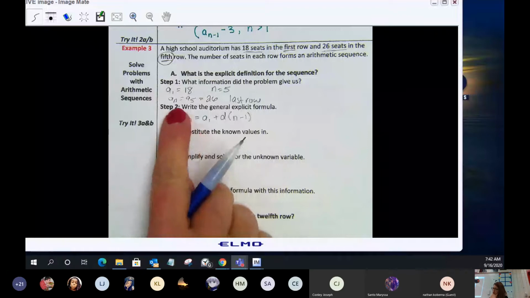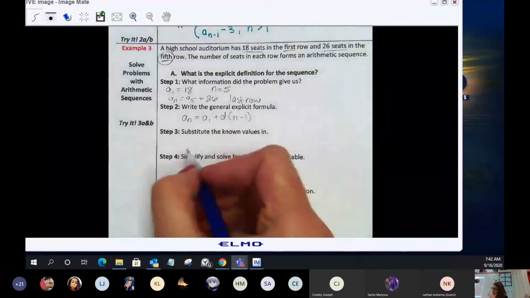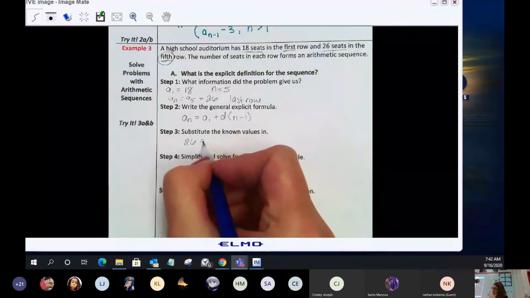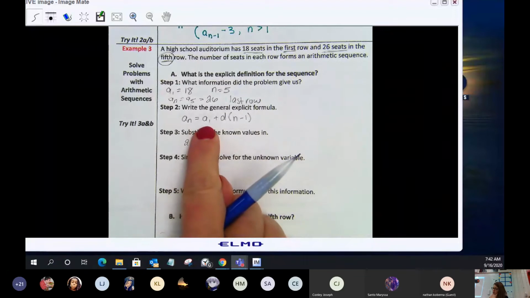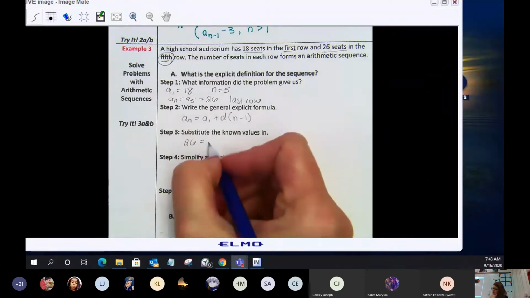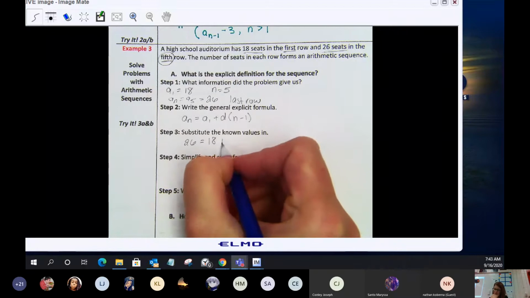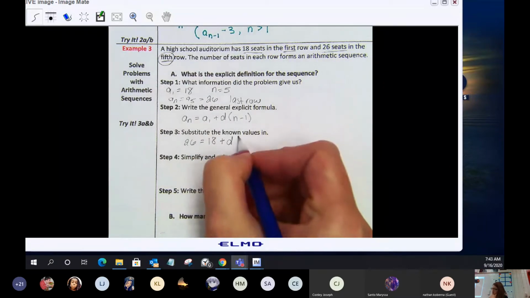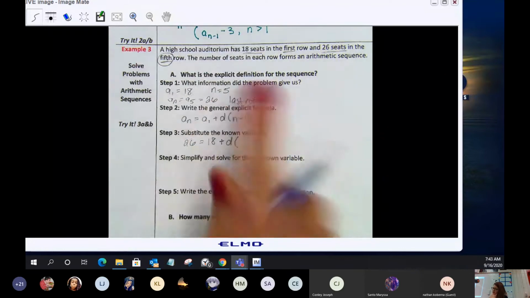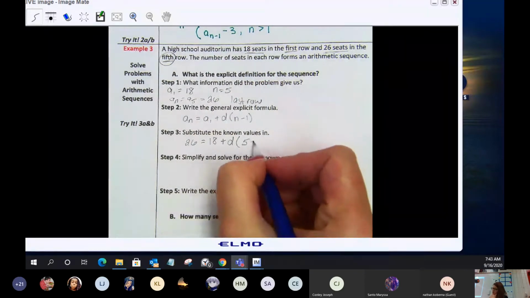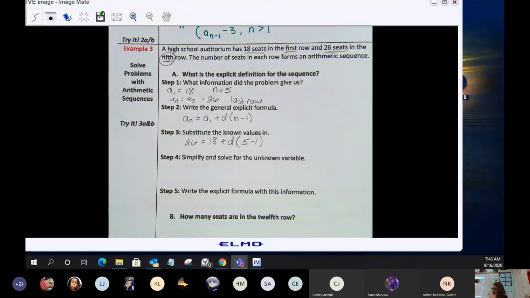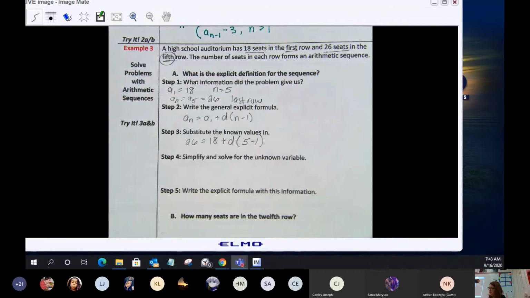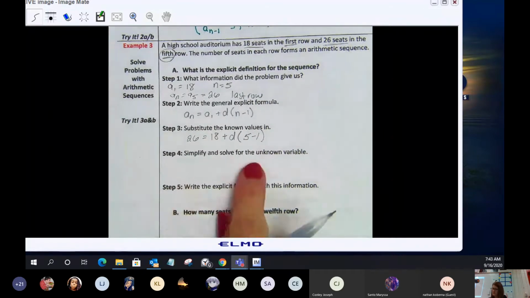So here we go. My last term, my last row, is 26, equals your first term, which we said was 18, plus d, which we do not know, times n, which is 5, minus 1. Now notice we're down to one variable. As long as we only have one variable, we can go ahead and solve. So let's go ahead and solve for this.